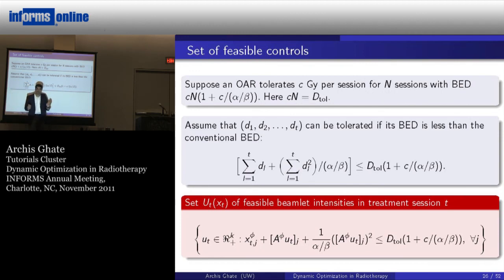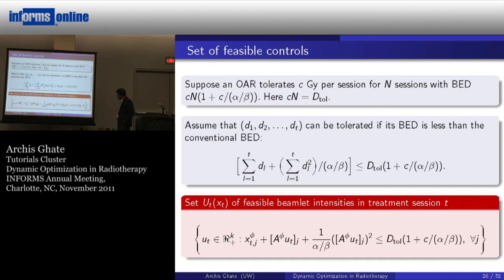And why is that an appropriate assumption? Because the BED essentially characterizes damage to the OAR, right? So if this damage was okay, then this must also be okay because the damage is in fact less. Okay, that's the idea. And as you can see, this will give me the set of feasible controls. Why? Because I have my BED in terms of my U, right? So that's my next slide.